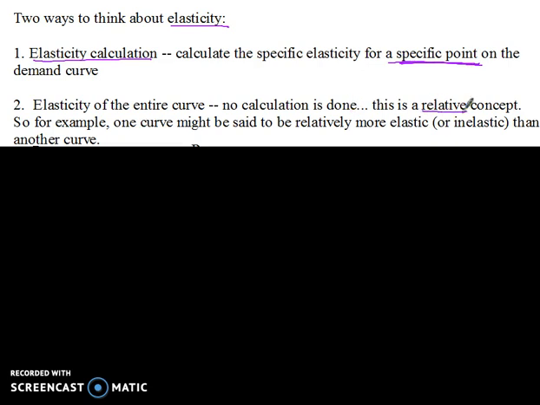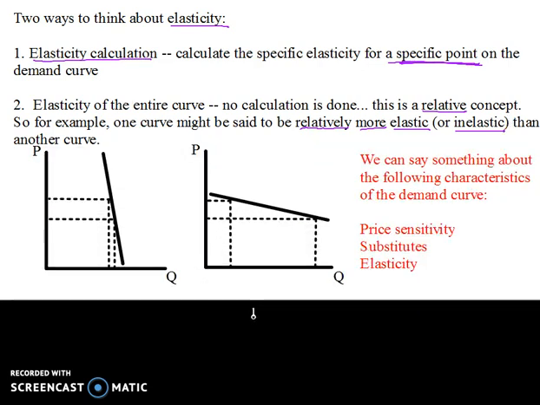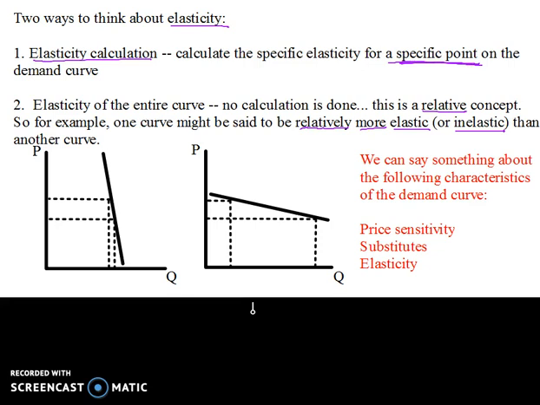So we're going to be able to say things like one curve is relatively more elastic or relatively more inelastic than some other curve. The best way to understand this is to see it. So let's look at two graphs. On these two graphs, we have two demand curves, and they both slope down.